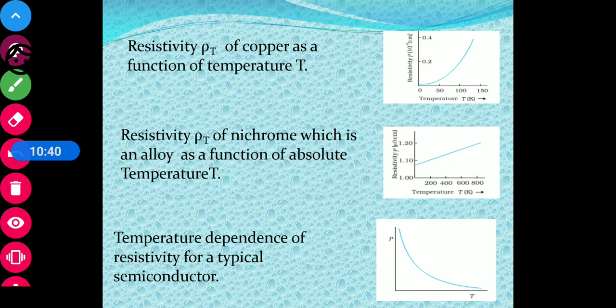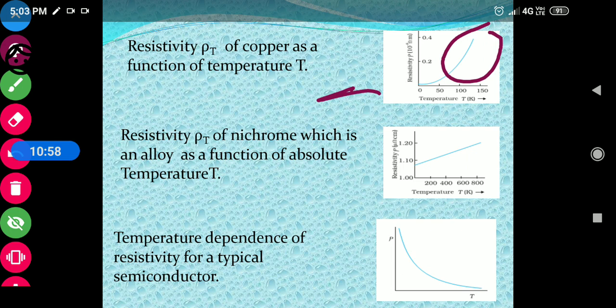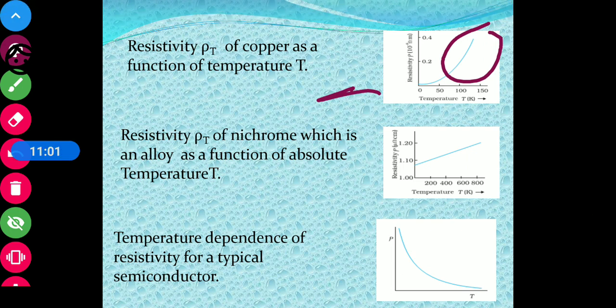Now, let us discuss the same thing with graphs. For the case of metals, if we draw a graph between rho and temperature, then we find that for a considerable range of temperature the graph is linear, meaning the resistivity increases linearly with the temperature. But for a very low temperature, this dependence is not linear.